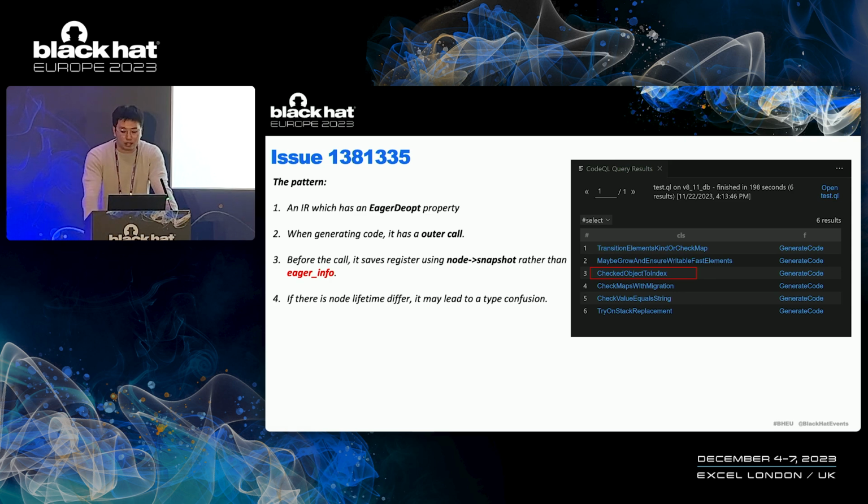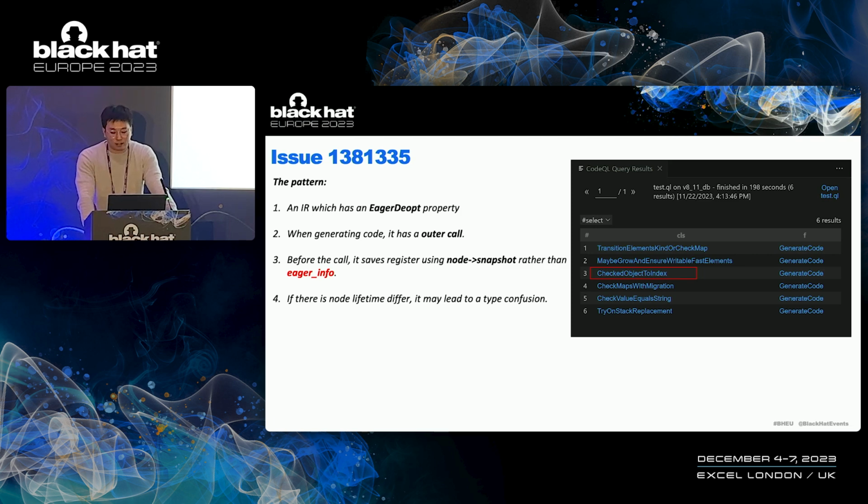The bug pattern is below. First, we need an IR which has the eager deopt property, and it needs an outer call that may cause a side effect when generating code. The third one is saving registers using the node snapshot rather than the eager info before the call. And if there is a lifetime difference between the nodes, it will lead to a type confusion.